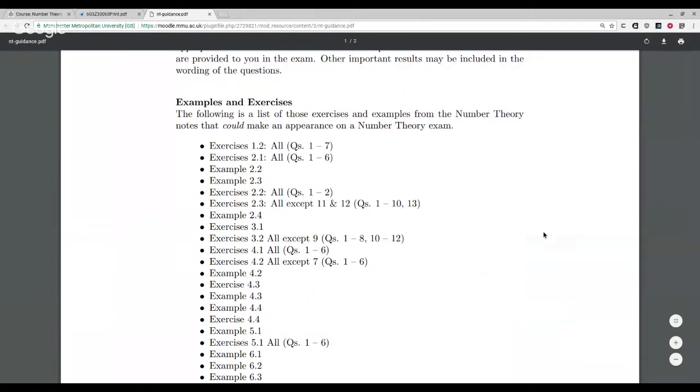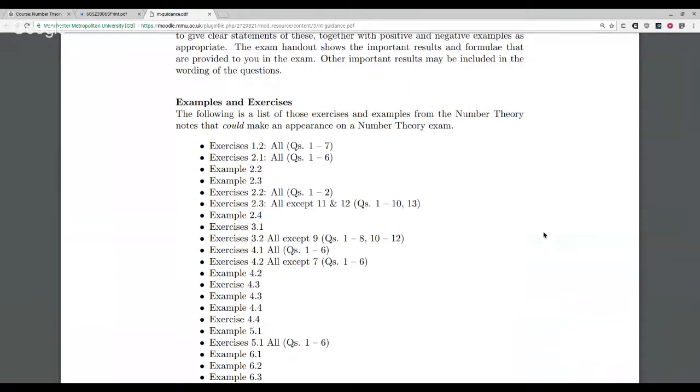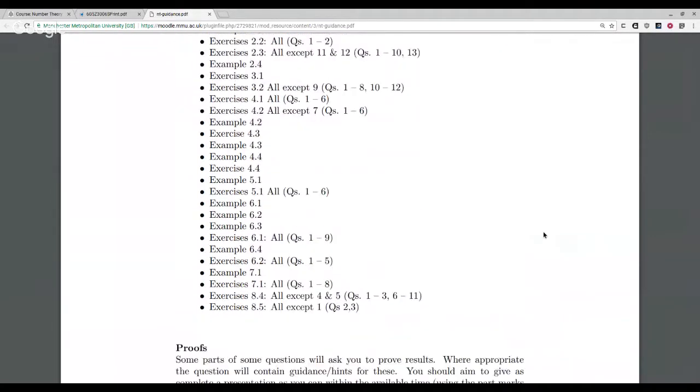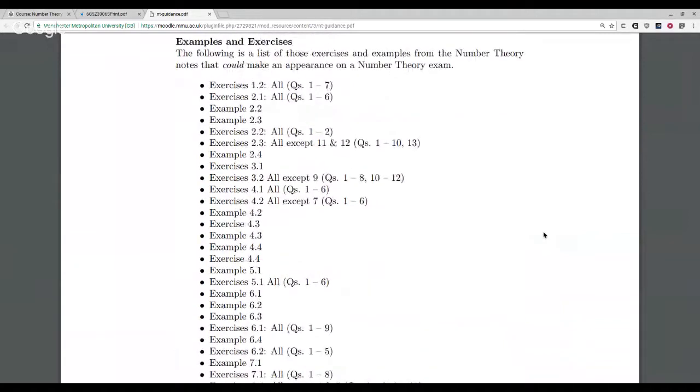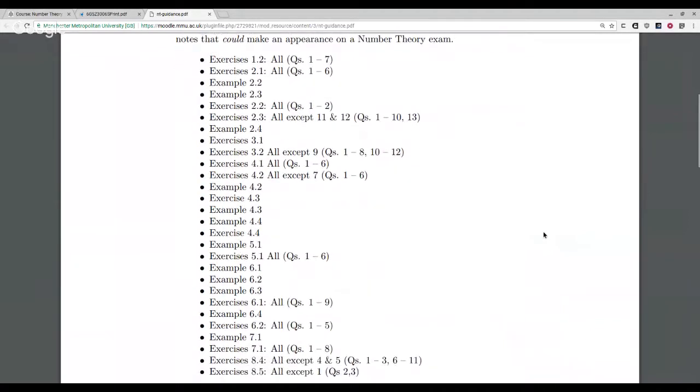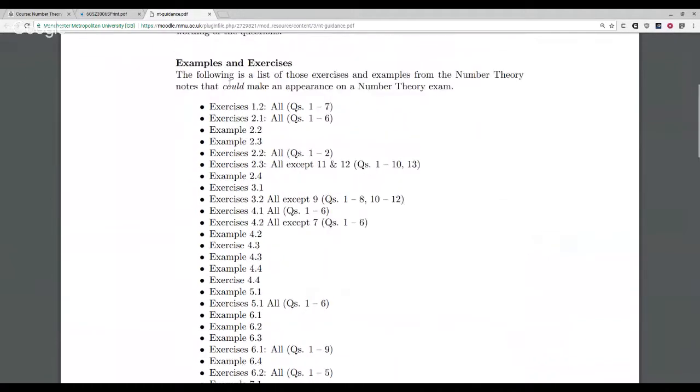So there's lots of different kinds of exercises in the notes. Some questions in the notes are more straightforward than others. You'll have found some are longer than others. This list here, what I've done is I've gone through all of the exercises in the notes and I've indicated the ones that could reasonably make an appearance on the exam. Those are good exam questions to look at as well.